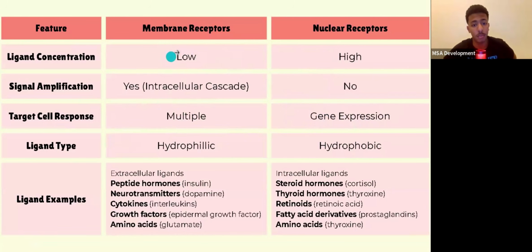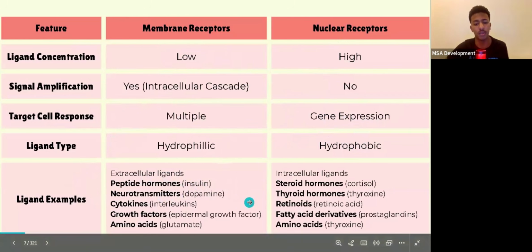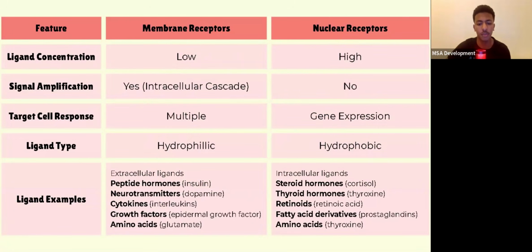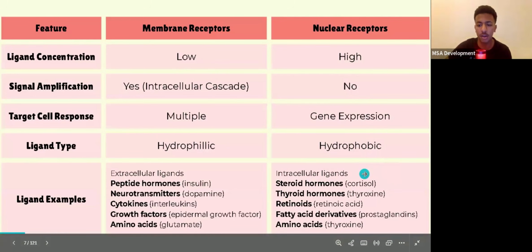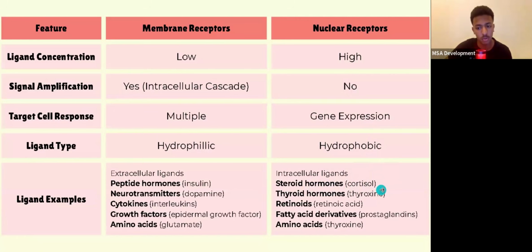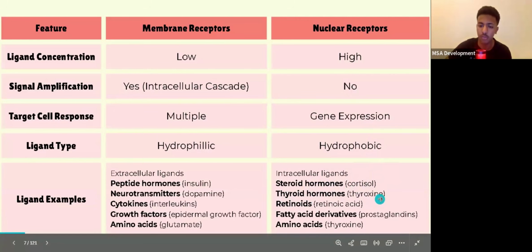Now, for the ligand type, for membrane receptors, you have hydrophilic ligands and hydrophobic ligands for nuclear receptors. And ligand examples, you have extracellular ligands, which include peptide hormones such as insulin, neurotransmitters such as dopamine, cytokines such as interleukins, growth factors such as epidermal growth factor, amino acids such as glutamate. And for nuclear receptors, you have intracellular ligands such as steroid hormones, cortisol, thyroid hormones, thyroxine, retinoids such as retinoic acid, fatty acid derivatives such as prostaglandins, and finally amino acids such as thyroxine.